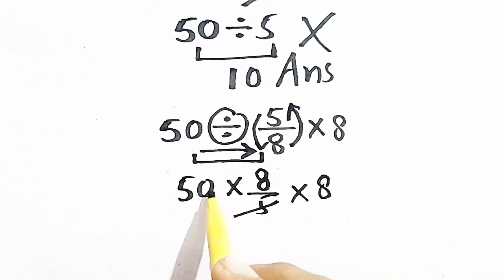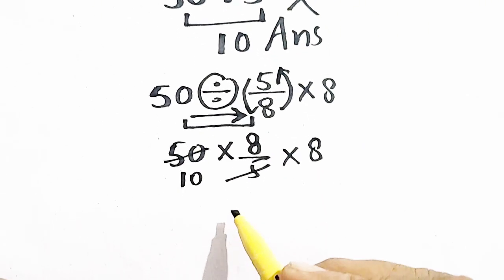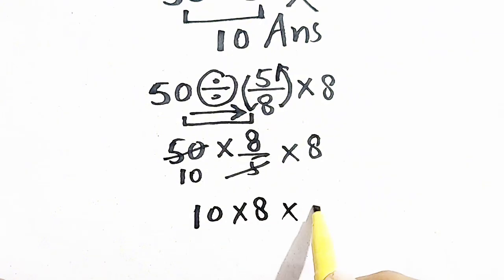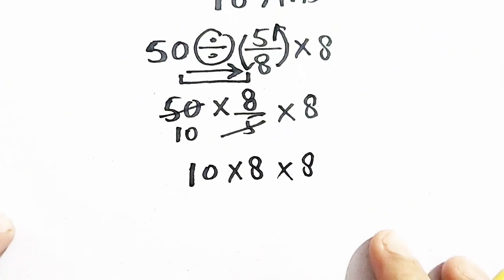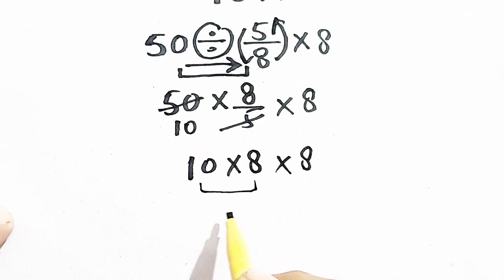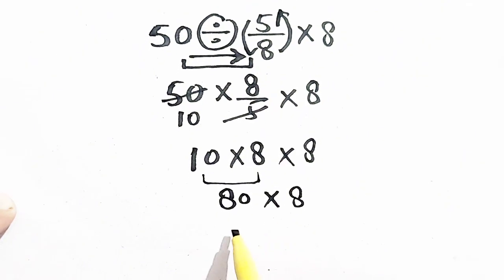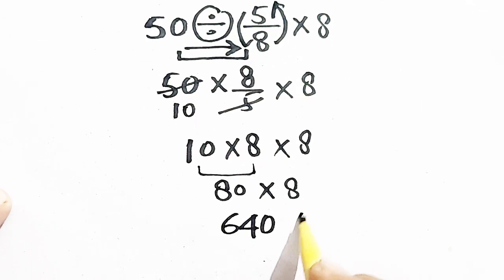Now 5 and 50 are cancelled, so here will be 10. Now the remaining portion will be equal to 10 times 8 times 8. Now 10 times 8 will be equal to 80 and multiplied by 8. So 80 times 8 will be equal to 640, which is our answer.